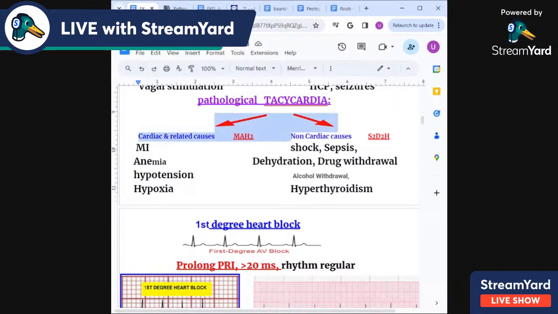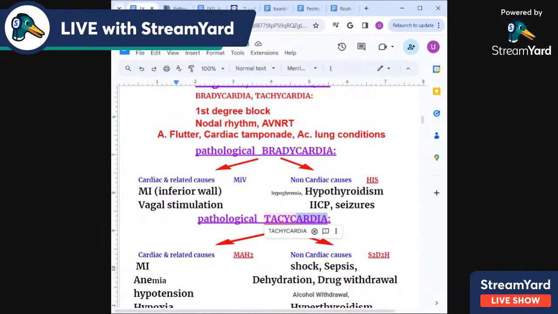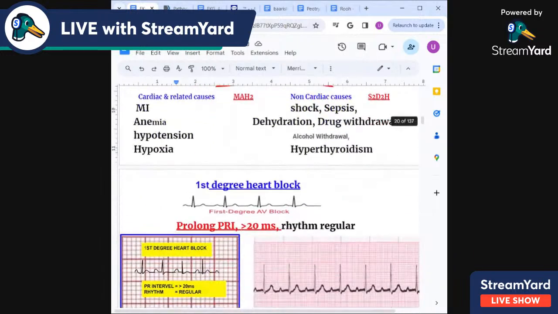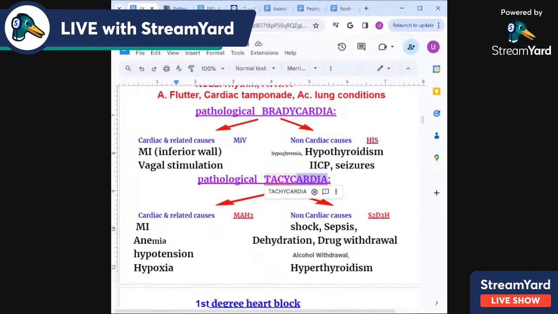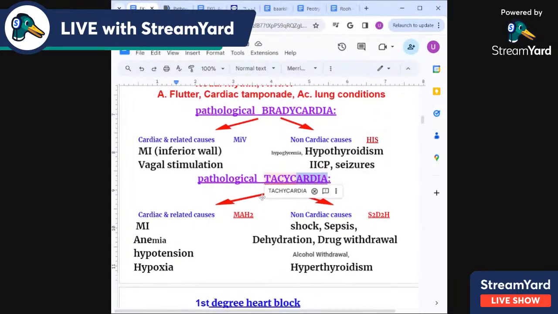Whereas the non-cardiac causes mnemonic is S2D2H. S2: sepsis, shock, that cause tachycardia. D for dehydration and drug withdrawal. Any drug that causes bradycardia, if it's removed suddenly, will cause tachycardia. And H for hyperthyroidism. So hyperthyroidism causes tachycardia and hypothyroidism causes bradycardia. So these are the conditions that cause bradycardia and tachycardia. So we discussed pathological and physiological bradycardia and tachycardia, both with their causes.